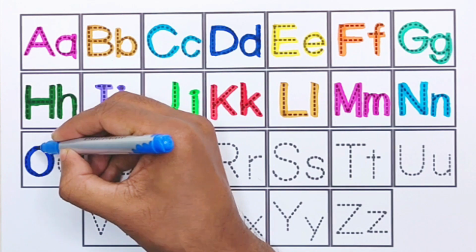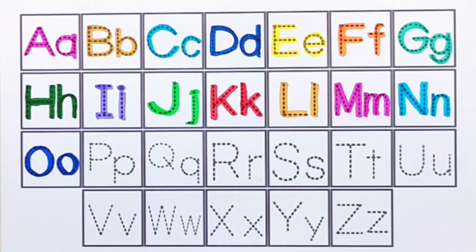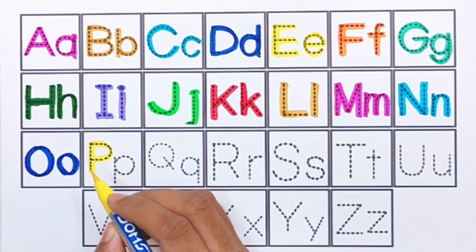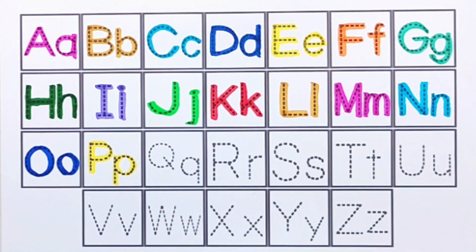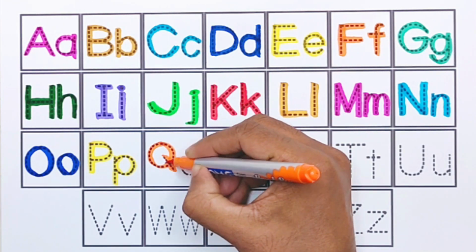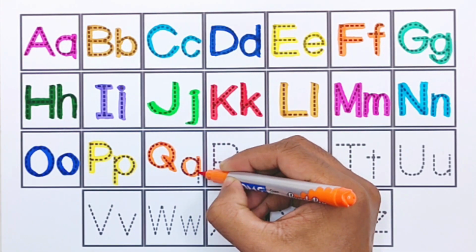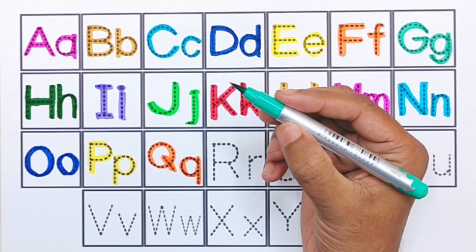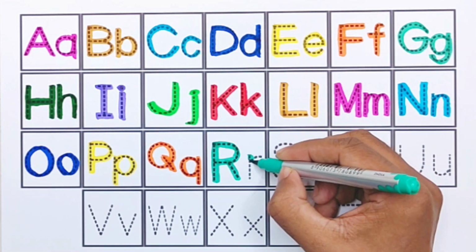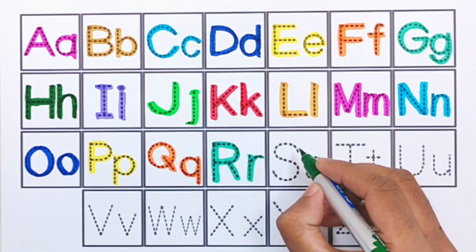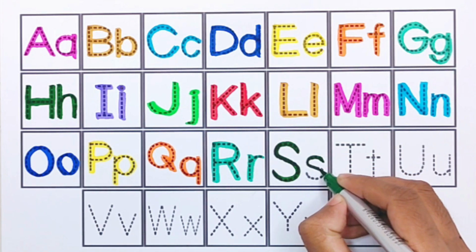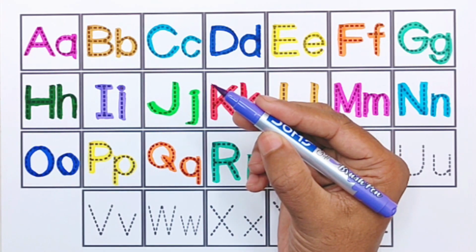O for onion, O for octopus, yellow color. P for pineapple, P for pencil, orange color. Q for queen, Q for Quran, sea green color. R for rainbow, R for rocket, green color. S for strawberry, S for star, purple color.